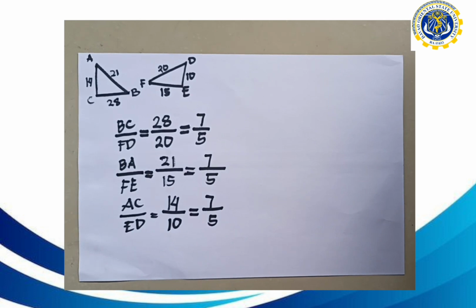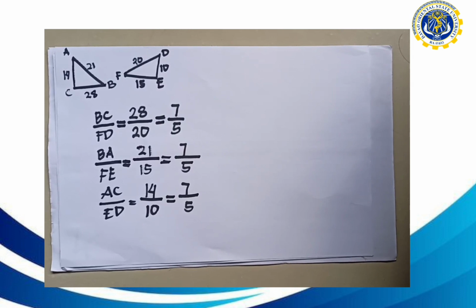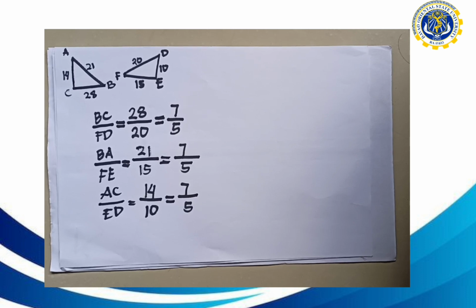Since all the ratios are the same, triangle ABC and triangle DEF are similar by the SSS similarity theorem. Did you guys get it? Okay, let's proceed to the next.